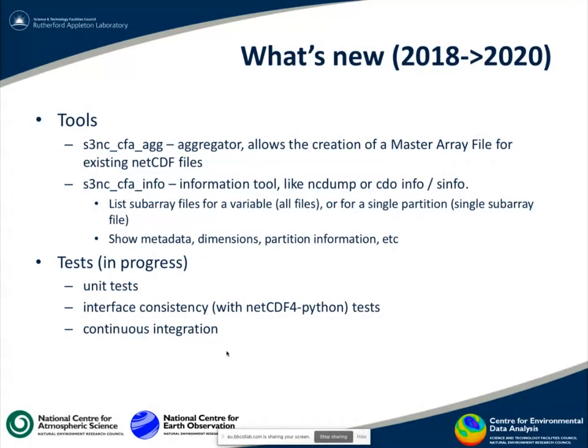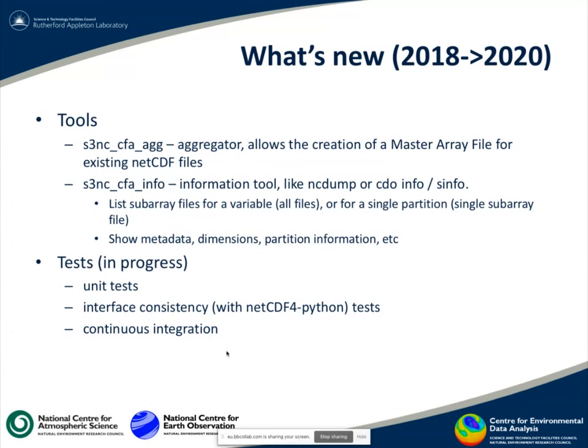So all this gets quite complicated when you've got data distributed, and you can do an NC dump on the master array file, and that will return all the information, but it's a bit difficult to read. So I've written an information tool which allows you to query just certain aspects of the master array file. You can list all variables or just a single variable, all partitions for one variable or just a single partition, and it shows all the metadata and dimensions that you'd expect.